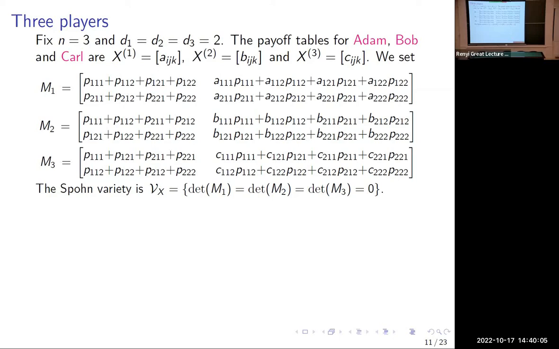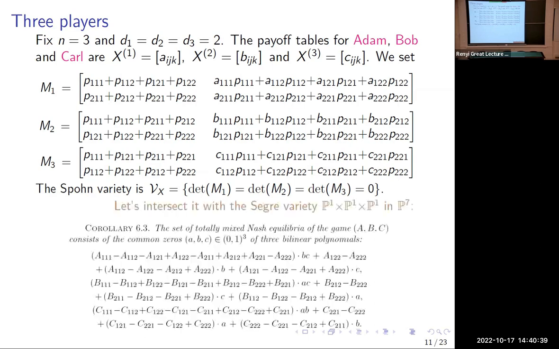You have these denominators, the corresponding denominators. Now the Spohn variety is cut out by 3 quadratic equations in the 8 homogeneous coordinates of a 7-dimensional projective space. These coordinates are called P111, P112, P121, P122, P211, P212, P221, P222. Those are the names of the homogeneous coordinates in our 7-dimensional projective space.